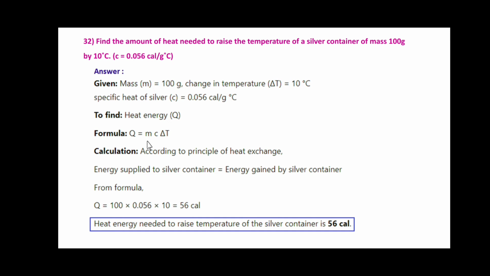Formula used is Q is equal to m c delta T. According to the principle of heat exchange, energy supplied to the silver container is equal to energy gained by the silver container. So from this formula, we can write Q is equal to 100 into 0.056 into 10. The multiplication of this gives 56 calories. So heat energy needed to raise the temperature of the silver container is 56 calorie.